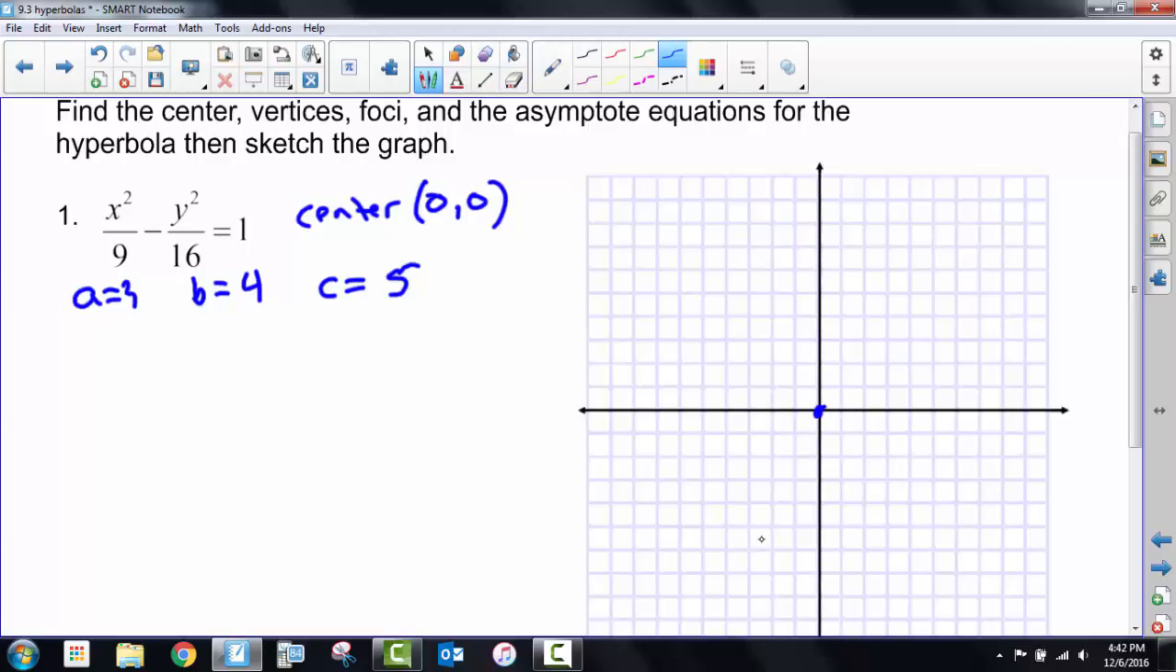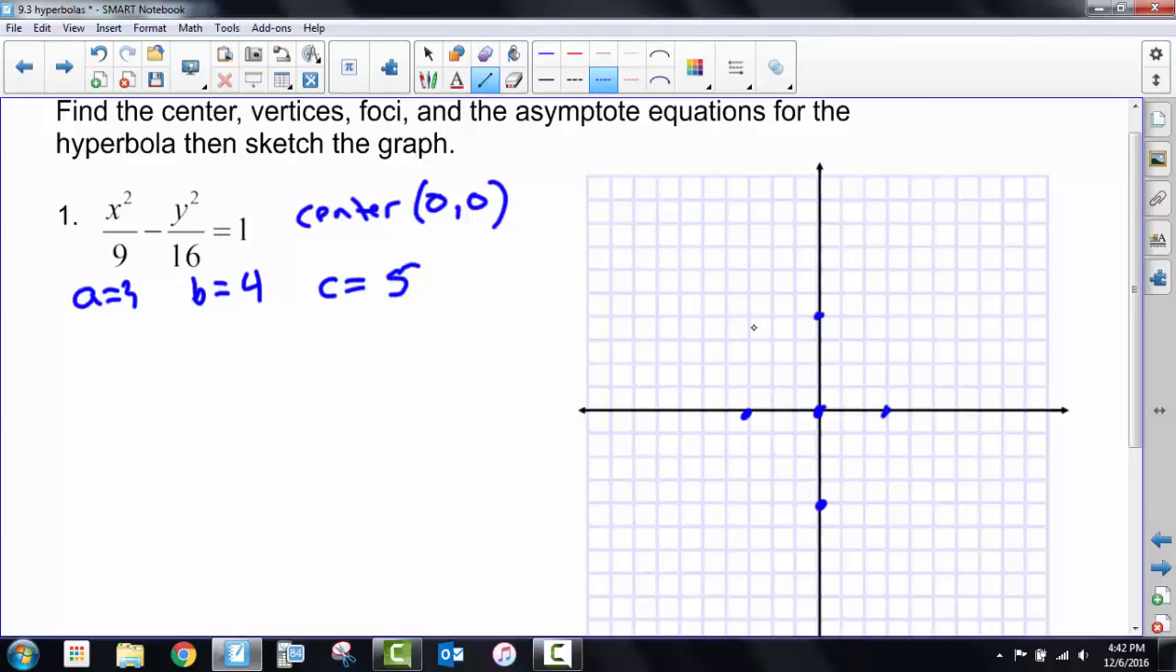Okay, at this point, what I typically do is start marking down some of the key stuff. So I've marked the center of this graph to be right on the origin, and then I'm looking at the A value, and I see that the A value is 3, and I also see it's connected to X. When I see it's connected to X, that reminds me it's going to be horizontal, so I need to mark a point 3 right and 3 left. By the same token, I see that the B value of 4 is connected to the vertical variable y.